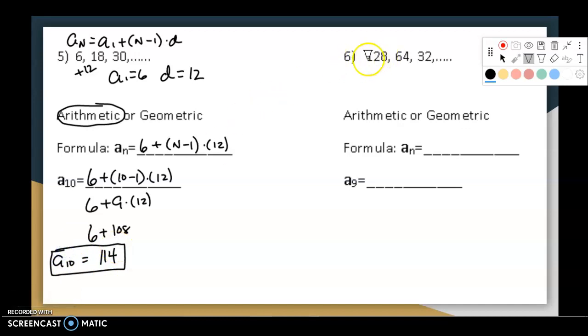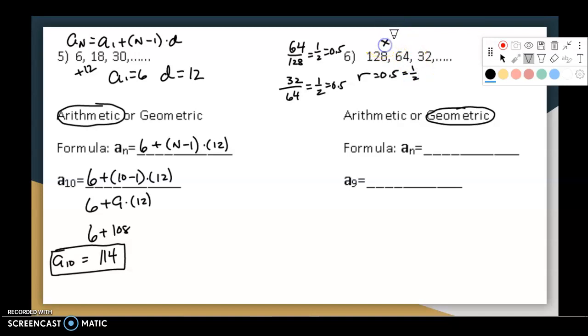And finally, number 6, we have 128, 64, and 32. Okay, so let's say I didn't know what that was. So I could divide. So I'm going to do 64 divided by 128. If you type in 64 over 128, you get 1/2 or 0.5. If you do 32 divided by 64, you get 1/2 or 0.5. So this must be geometric, and R is 0.5 or 1/2. Either way, you are multiplying by 1/2 or 0.5.